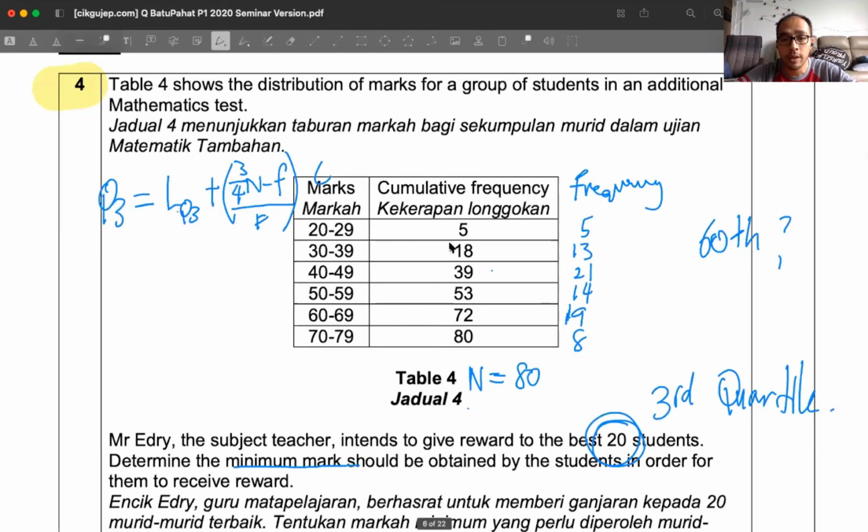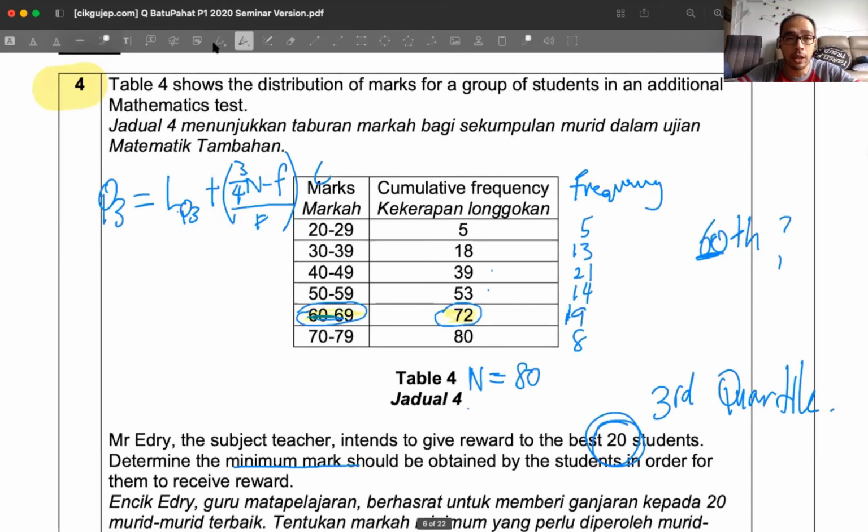Okay, so if this is 5, 13, 39, 53, the third quartile is the 60th person. So the 60th person is in this group. Okay, because until here is the 53rd person. Okay, so that means the 60th person, orang yang ke-60 adalah dalam kumpulan ini. Okay, and this becomes the very important group. Okay, because all the information is from this group.